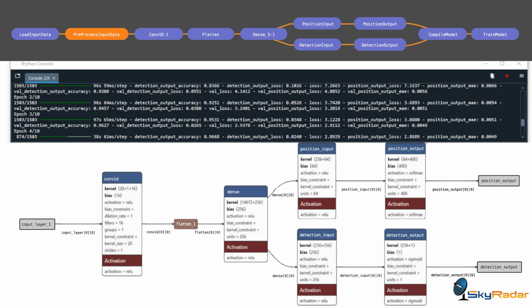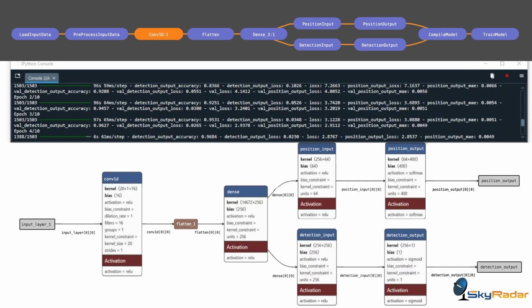Once the pre-processing is complete, the data flows into the model, which has been carefully designed to perform two critical tasks: detect the presence of spot jamming and identify whether a genuine target exists, and accurately localize the true target position even in the presence of jamming signals. The model follows a structured architecture. The first layer is a one-dimensional convolutional block with a kernel size of 20 by 1 by 16, 16 biases, and a ReLU activation function.